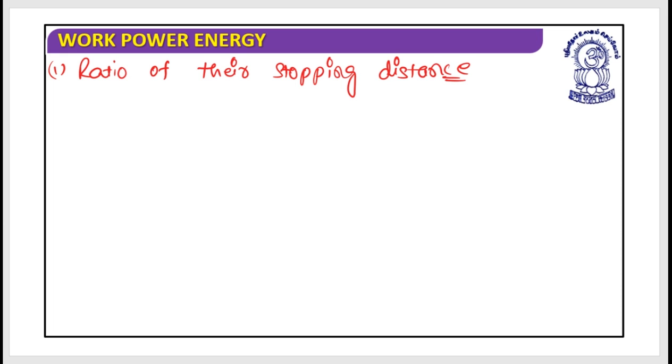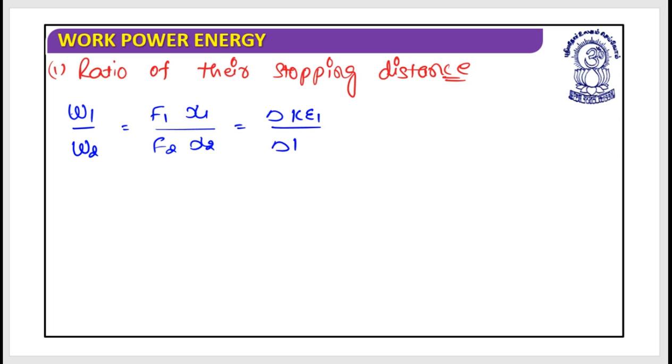So now let's write down their work done. Work done 1 is to work done 2. This is equal to F1 x1 divided by F2 x2. That should be equal to change in kinetic energy of 1 divided by change in kinetic energy of 2. But now kinetic energies are not same, momentum is the same. So I can replace the kinetic energy with the help of P square by 2m. So this is P1 square divided by 2m1 multiplied by 2m2 divided by P2 square. I hope this is clear. Is it clear? Are you sure? Great.